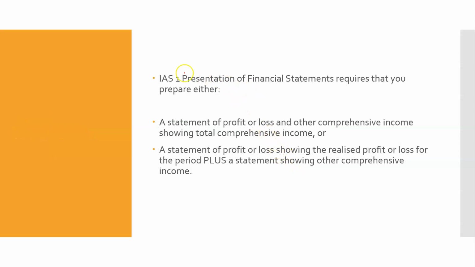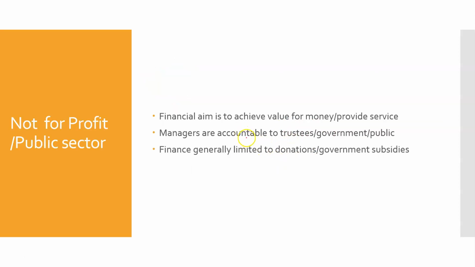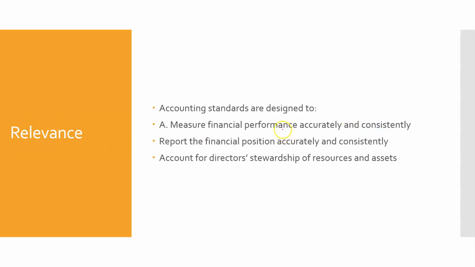So typically IAS 1, if you remember, is a big IAS. It has lots in there, but it does tell us pretty much what statements they would like us to prepare: statement of profit or loss, and other comprehensive income. But for your not-for-profit sectors, the aim really is how do you add value to your stakeholders? So typically they have government subsidies as their funding, and the managers are in local government, the NHS, that sort of thing. It's really providing a public service.